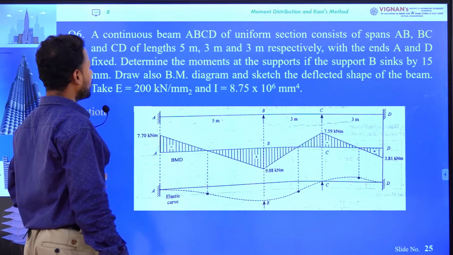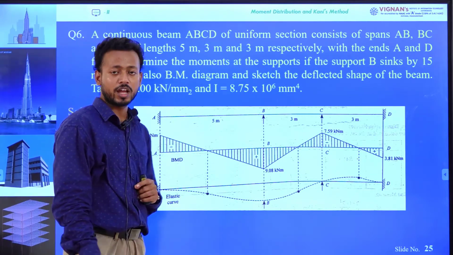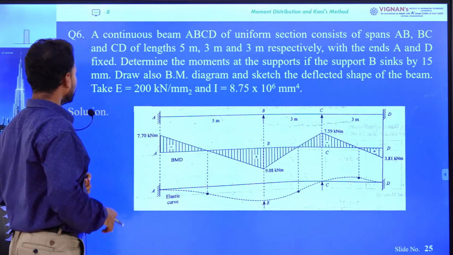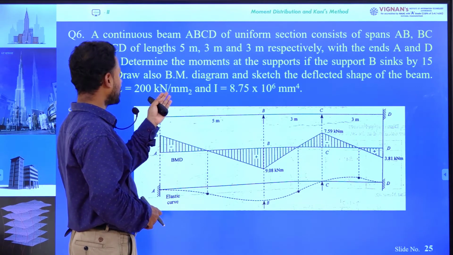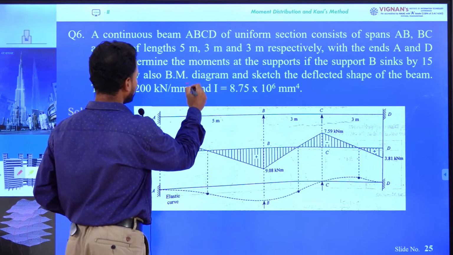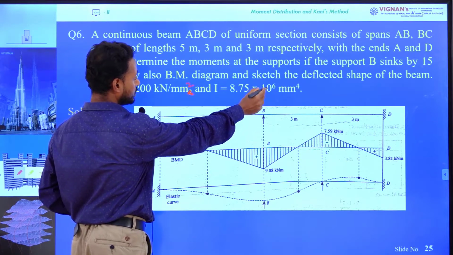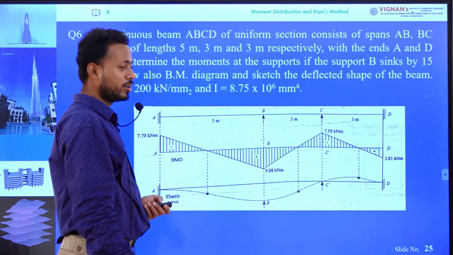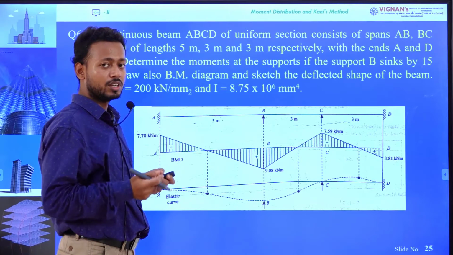Draw also the bending moment diagram and sketch the deflected shape of the beam. We have to draw the bending moment diagram and also the deflected shape of the beam after the sinking. E value is given, that is the Young's modulus of the material, 200 kilonewton per meter square, and I is given here as 8.75 times 10 to the power 6 millimeter to the power 4. So, let us solve the problem. First, we will calculate the fixed end moment due to the sinking, then we will calculate the moment distribution.